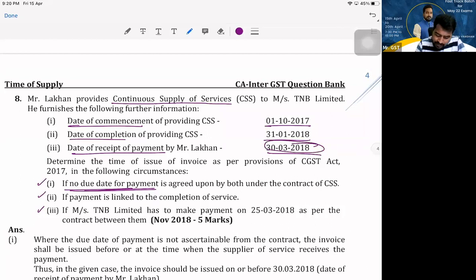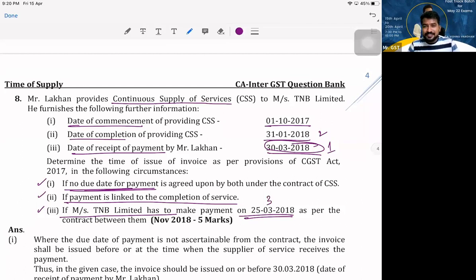Right. If the payment is linked to completion of service, it is the date of completion of that particular event. So the second answer is 31st Jan. Correct? If payment due date is ascertained, then it will be on or before the due date of that particular payment. That means this is the answer for the third question. Simple. This was a 5-mark question in November 2018.